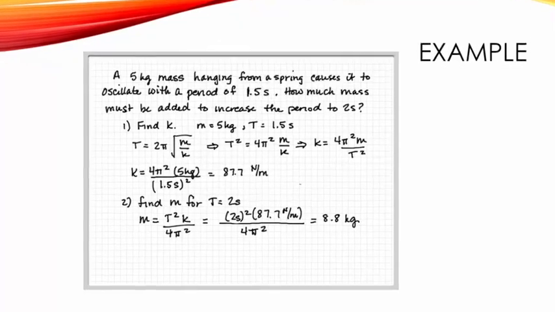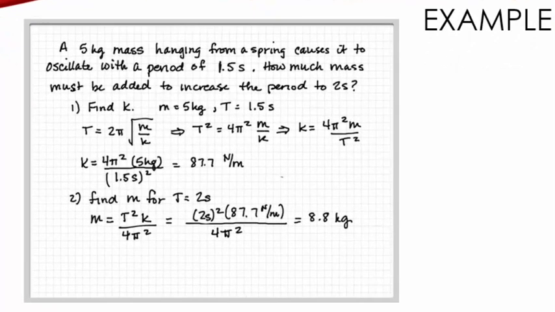So here's an example. We've got a 5 kilogram mass hanging from a spring. It's going to cause it to oscillate, has a period of 1.5 seconds, and our question is, how much mass do you have to add to change the period to 2 seconds? So first thing we need to do is find out what the force constant is of the spring. So we know the mass is 5 kilograms and the period is 1.5 seconds. We can rearrange our equation or plug it straight in.